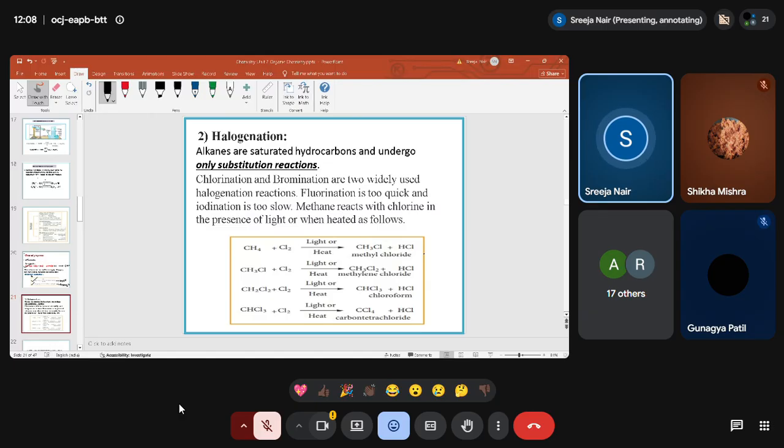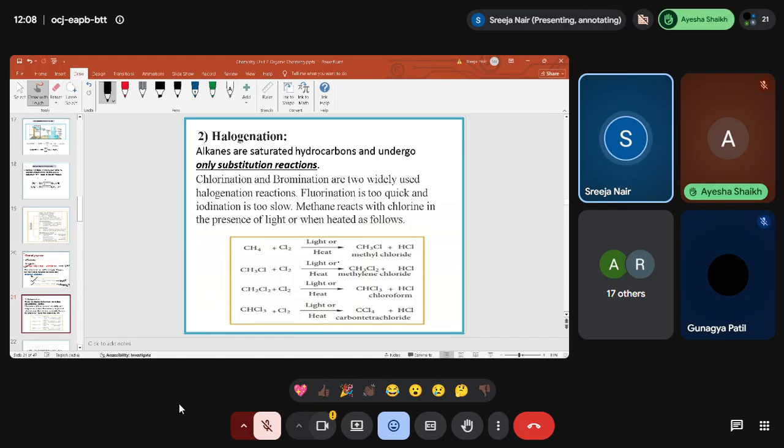Here I have given the trivial name for all these reactions, but in your paper they will be asking it with the help of the IUPAC name. You have to write the reaction, or you have to write the name of the compound. For the first reaction, if it is CH3Cl, what will be the IUPAC name? The IUPAC name will be chloromethane.